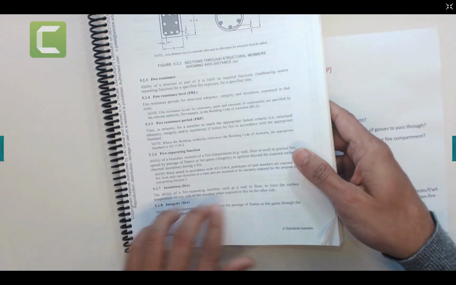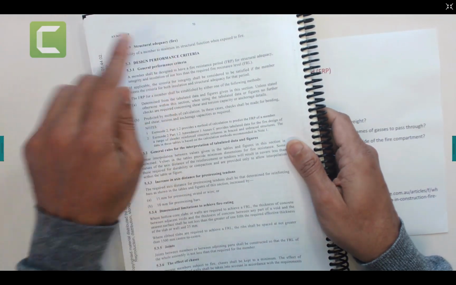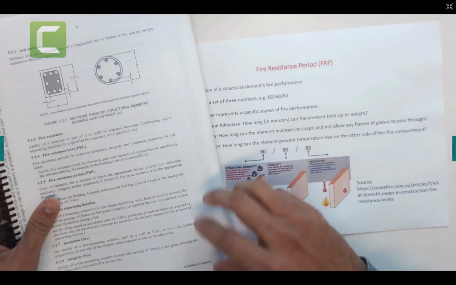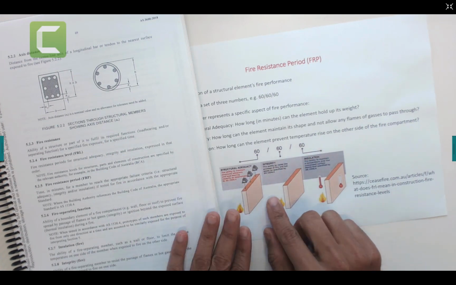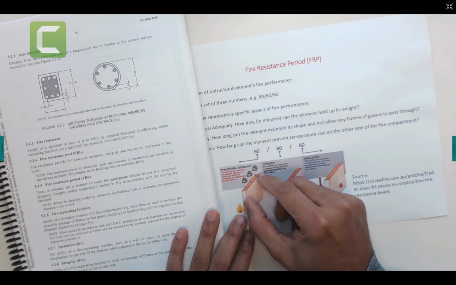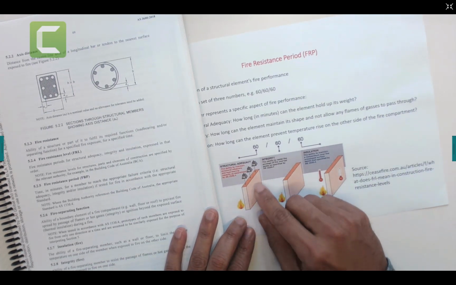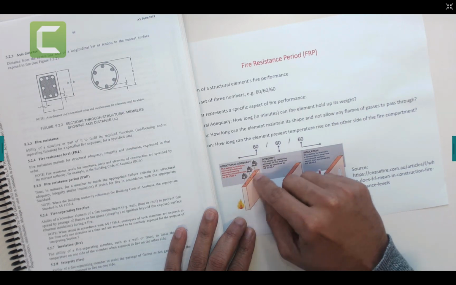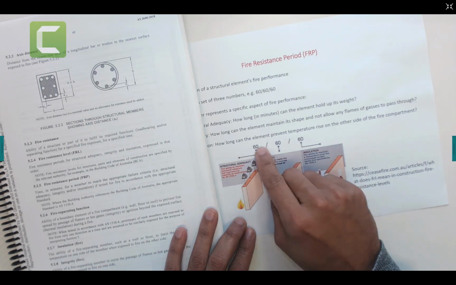And if you look at structural adequacy on the next page, in clause 5.2.9, it has structural adequacy for fire. So basically, your structural elements or the reinforced concrete structure should have these three different resistances. It should have a structural adequacy resistance for 60 minutes. For example, if you have a wall, beam or column, it should have a load. So under the fire conditions, these structural elements should resist this load. It should not reduce its strength due to the fire for 60 minutes.